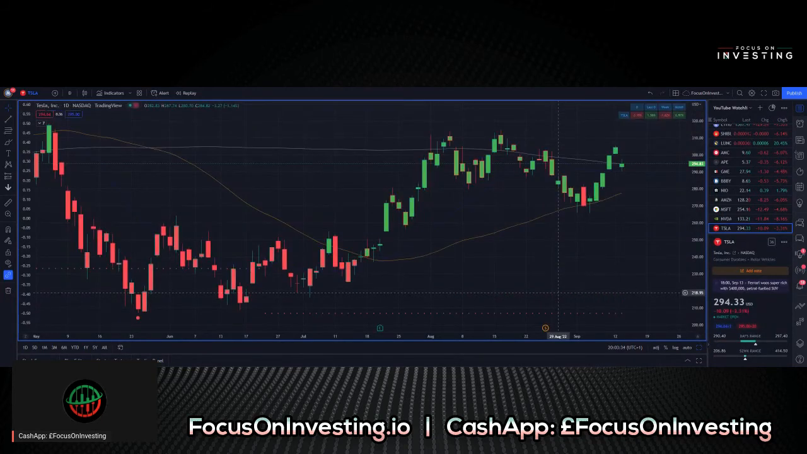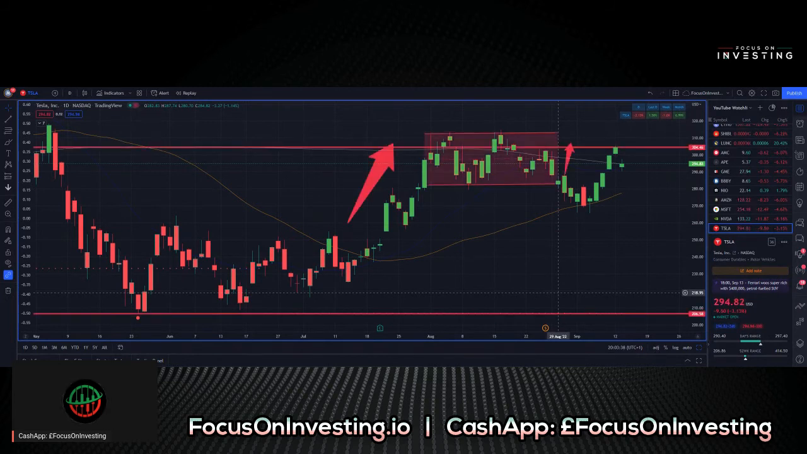Our next chart is Tesla, ticker symbol TSLA. And current price is $294.81. Price is currently down 3.15% for the day, and the market is still open, so price will continue to move.